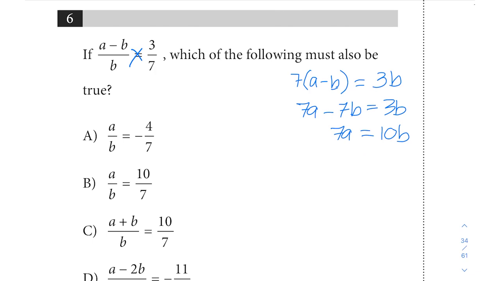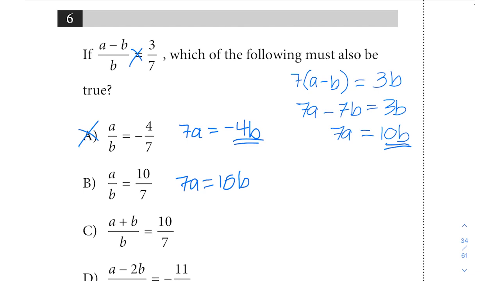Here, if we make this a little smaller, kind of move it over, then let's start checking each of these answer choices. So we got 7a equals 10b. For choice A, if we cross multiply, we have 7 times a equals negative 4 times b. So this would be 7a equals negative 4b. And obviously, if it's supposed to be equal to 10b, well, negative 4 is different, so it can't be answer choice A. Let's try B.